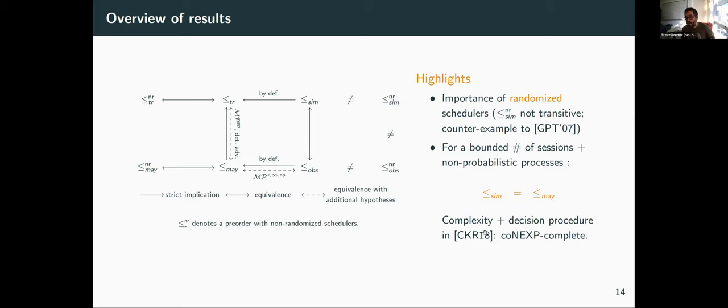And for similarity, actually, we also inherit complexity results and the decision procedure in the paper where we presented DeepSec. So we know that we have precise complexity. We have a decision procedure that works already for similarity, which means that for non-probabilistic processes, we can actually decide may testing with probabilistic adversaries.